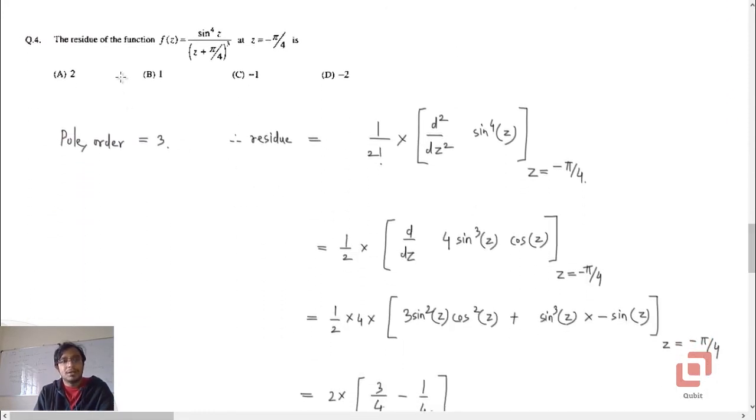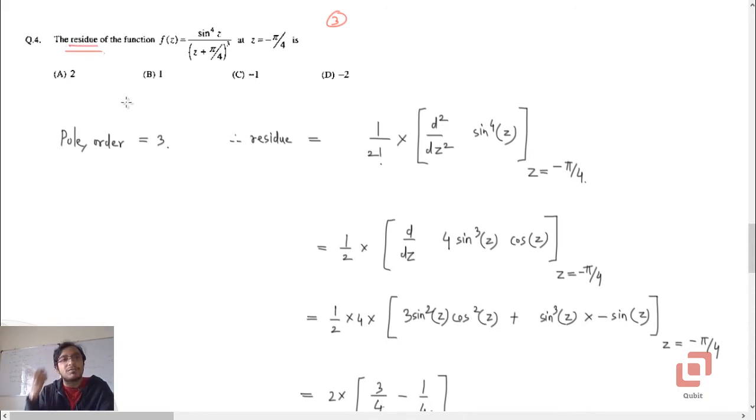Question 4. The residue of the function f of z, which is sine to the power 4z upon (z plus pi/4) to the power 3, at z equal to -pi/4 is 2, 1, -1, -2. To solve this problem we should know what the residue theorem is, not completely but partially, and basically how we determine the residue, because there are multiple ways to determine it.